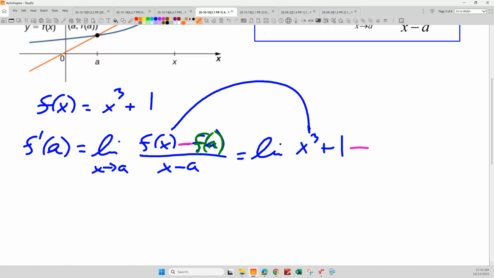Well, what's f of a? If f of x is x cubed plus 1, what's f of a? a cubed plus 1, right? We're just inputting an a instead of an x. No, they're not equal. They're different. They're never equal. x approaches a, but it never gets there, right?